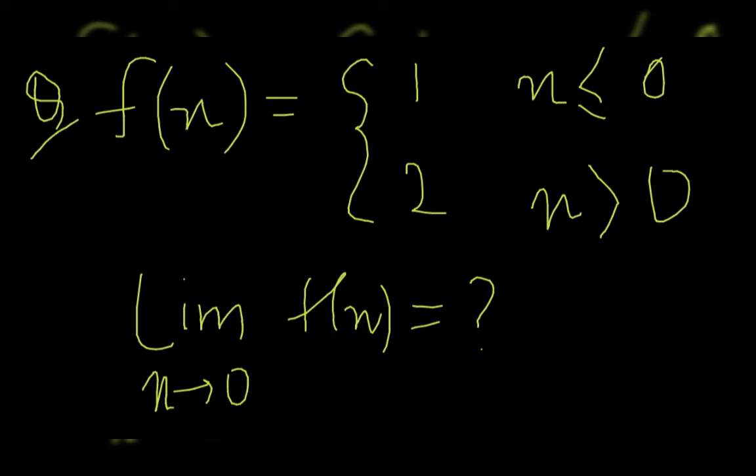Now, if you have not done it, let me draw the graph. If x is less than 0, the graph will be something like this. Less than 0 is 1, no? So this will be nothing but 1.